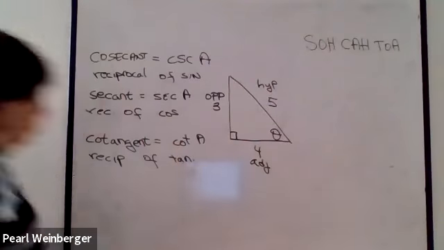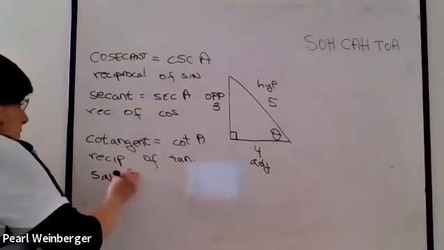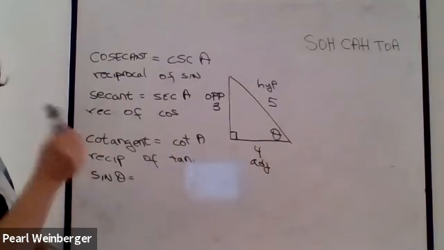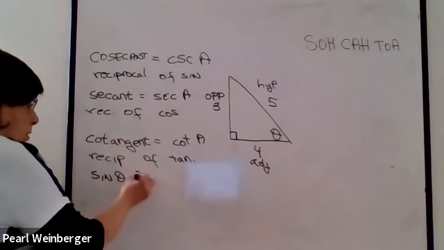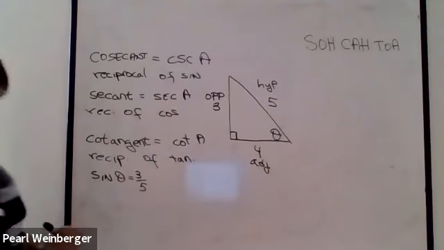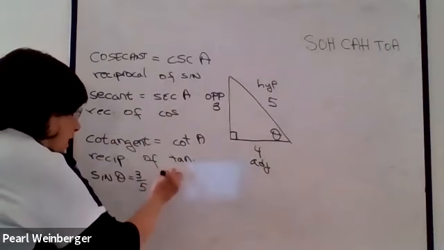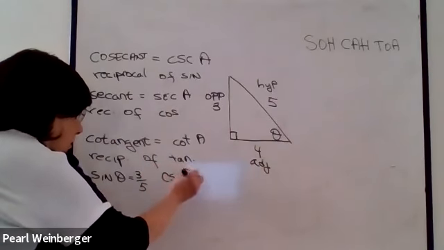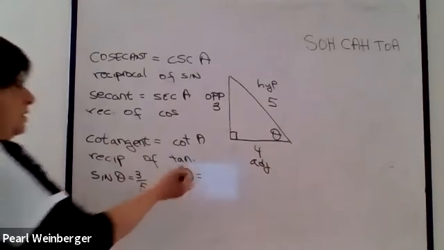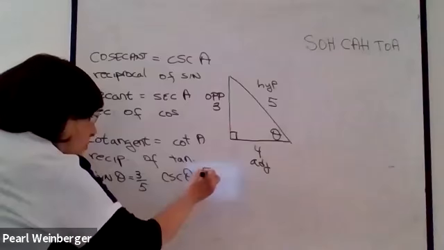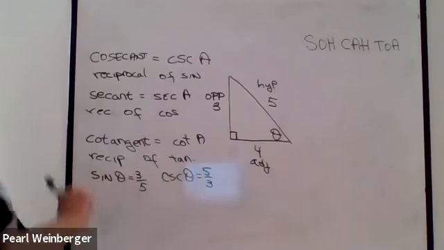Now, I know that the sine of theta is opposite, which is 3, over hypotenuse, which is 5. That means that the cosecant of theta is just a reciprocal of this. It's flipped upside down. It's 5 over 3. It's hypotenuse over opposite.